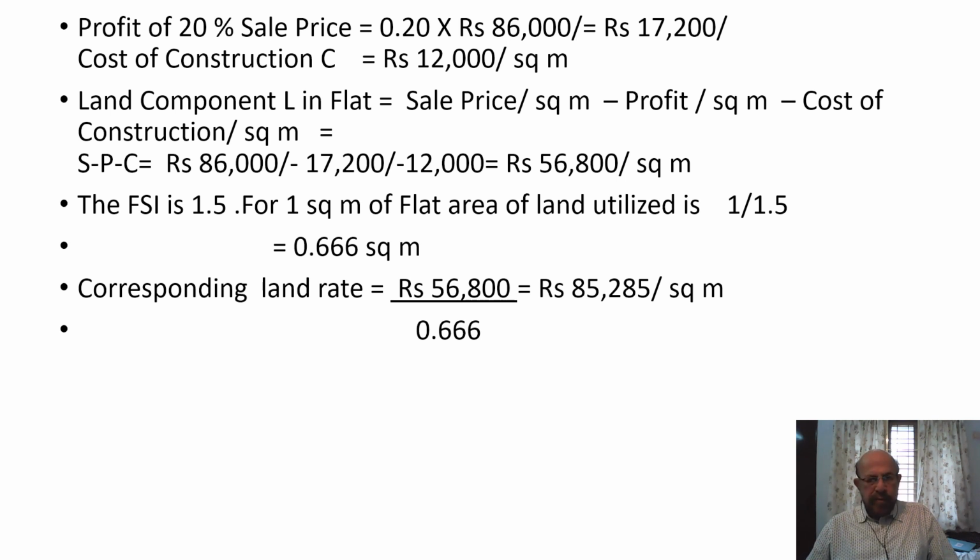56,800 per square meter. The FSI is 1:5. For 1 square meter of flat, area of land utilized is equal to 1 divided by 1.5. That is equal to 0.666 square meter. Corresponding land rate is equal to 56,800 divided by 0.666, which is equal to rupees 85,285 per square meter.